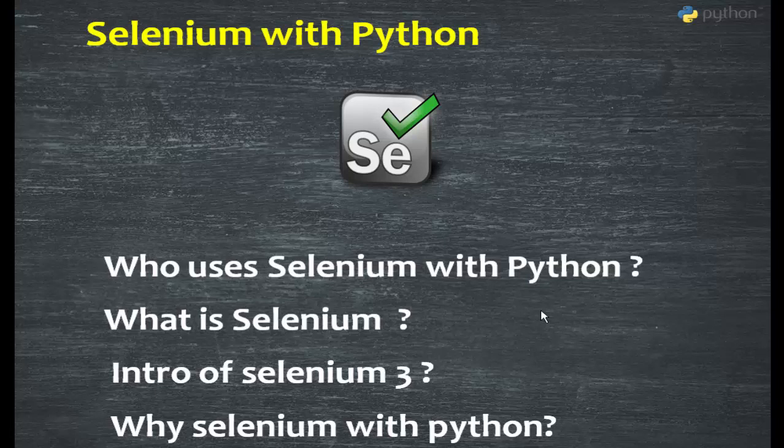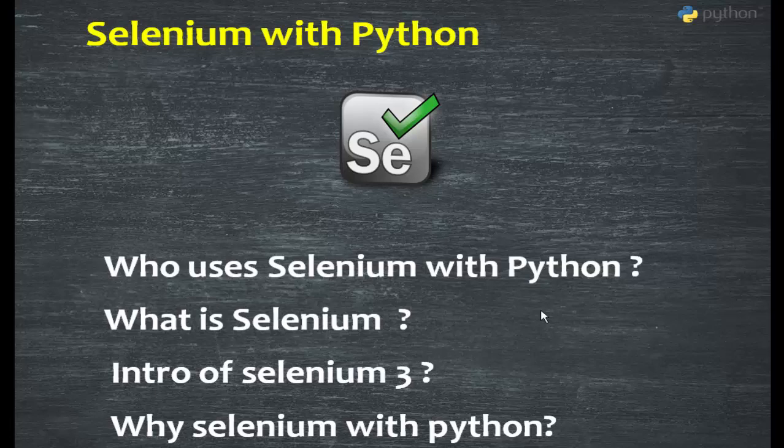Intro of Selenium 3. Selenium 3 is the latest version of Selenium, and we will discuss what modules Selenium 3 contains. And the last question is, why Selenium with Python? Because Selenium supports several languages like Java, Ruby, Perl, Python. But why are companies looking for Python? This topic we will discuss in brief in this video.